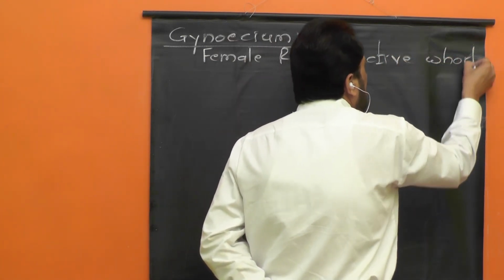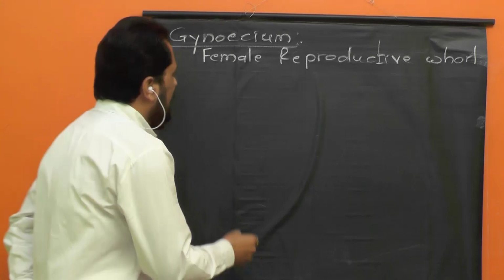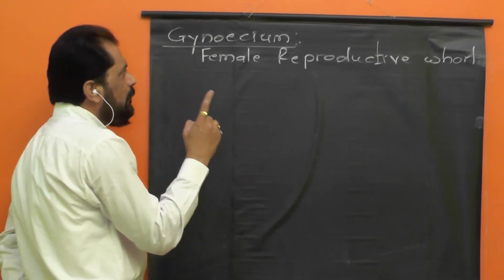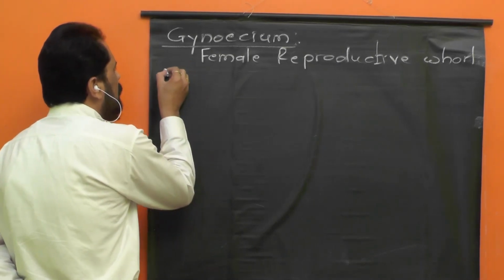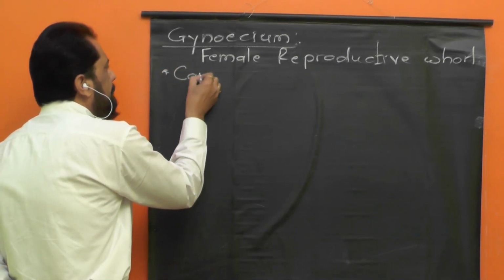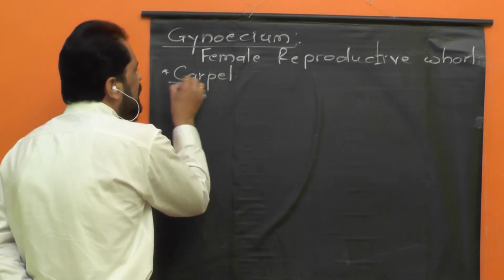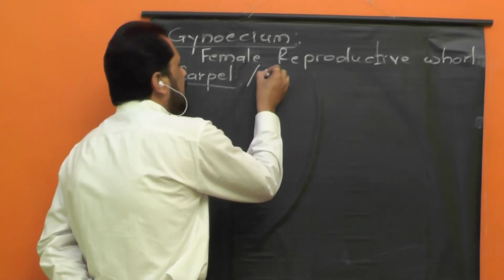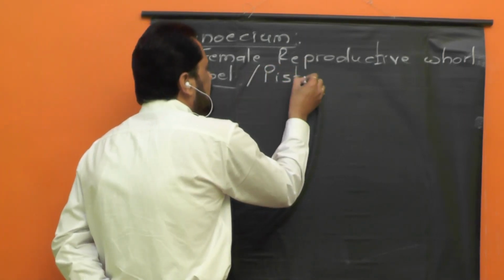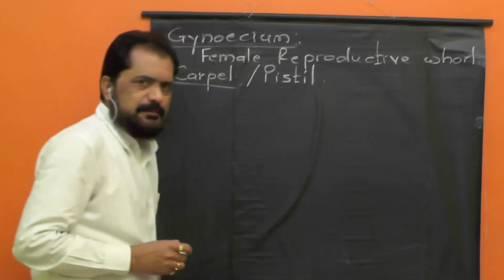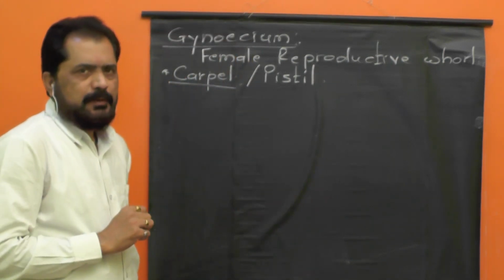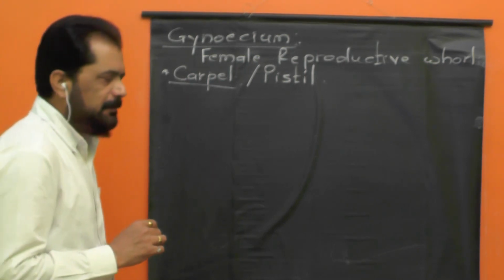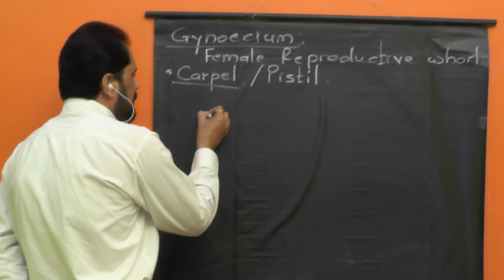Now, in 11th we have studied that the single individual unit of Gynoecium is known as Carpel, or it may be called pistil. A typical Carpel consists of three main parts.